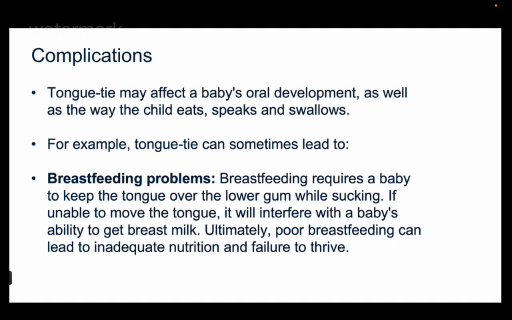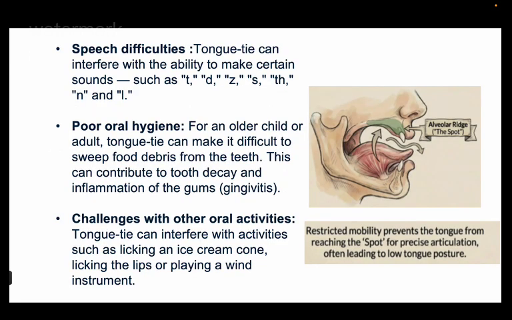So what are the complications? Tongue tie may affect a baby's oral development as well as the way the child eats, speaks, and swallows. For example, tongue tie can sometimes lead to breastfeeding problems. Breastfeeding requires a baby to keep the tongue over the lower gum while sucking. If unable to move the tongue, it will interfere with the baby's ability to get breast milk. Ultimately, poor breastfeeding can lead to inadequate nutrition and failure to thrive.